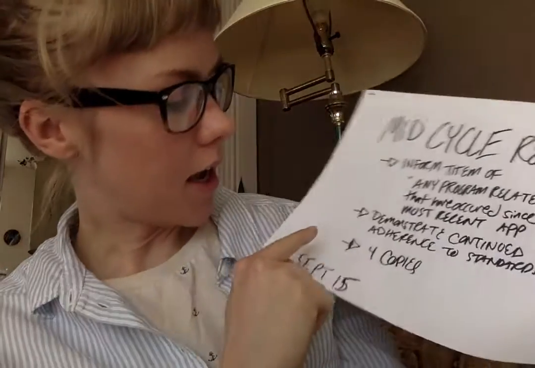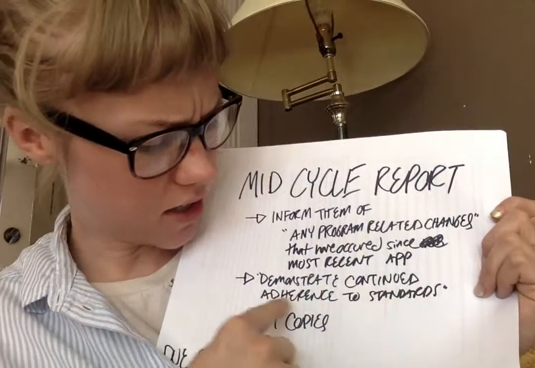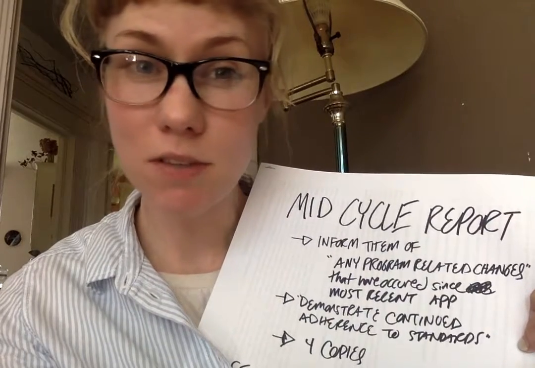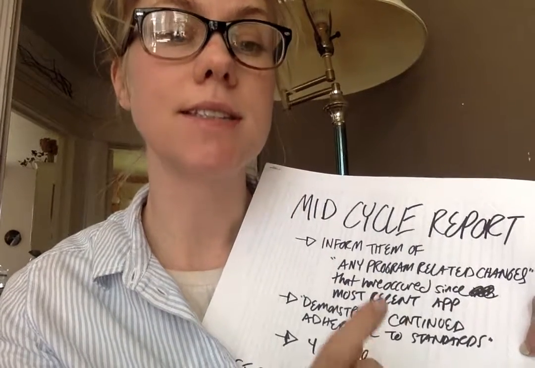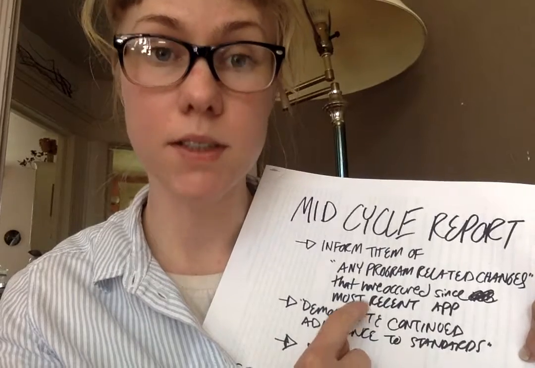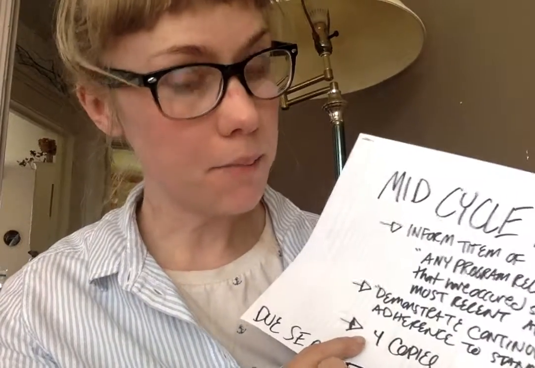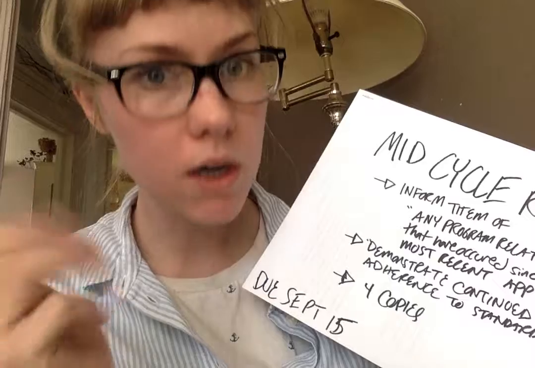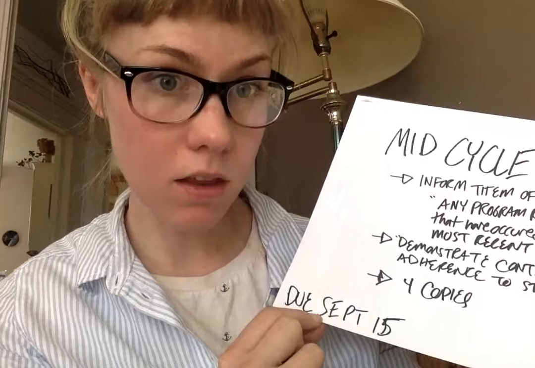Next, in the mid-cycle report, we have to demonstrate continued adherence to CACREP standards. So it doesn't say specifically in what form or how we do this. I think we get more information on it later because they're going to solicit us for this report before it's due, and they'll give really detailed information then about what we have to submit. And just like everything else we submit to them, seemingly, there are 4 copies that they want on USB or CD, and this is due September 15th of the 4th year.